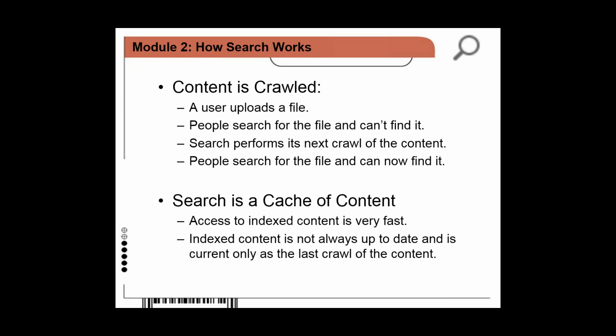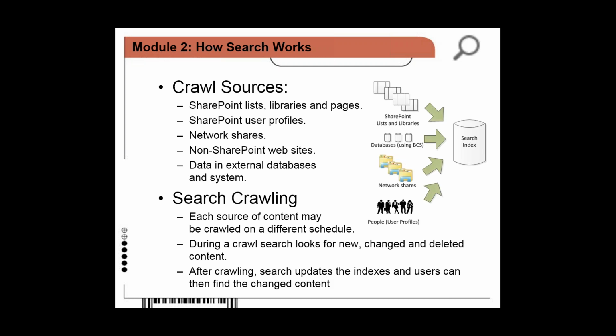So it might be a very interesting question to ask your site collection administrators, server administrators, how often the content is actually crawled. Crawl sources. Where does the data actually come from? And one of the interesting things about SharePoint Search is that it can crawl things outside of SharePoint. Now, the obvious things that it crawls are SharePoint sites, lists, libraries, all of the basic content inside of SharePoint.